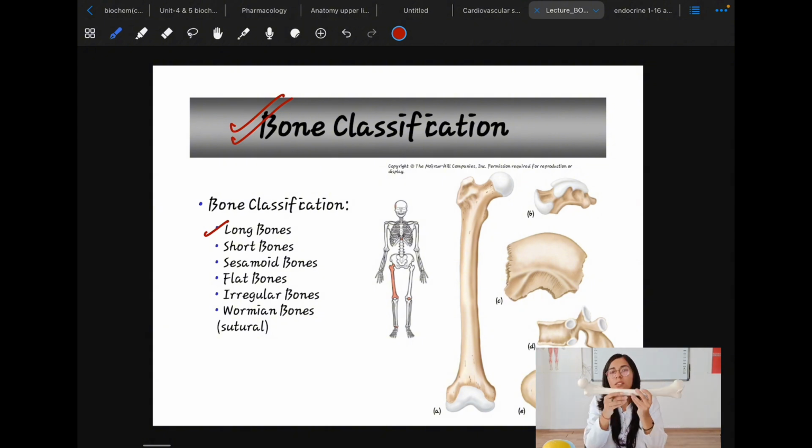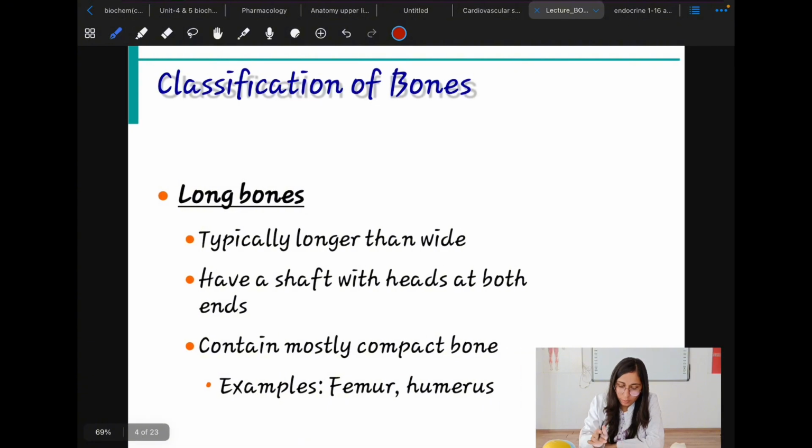This is the femur, part of our lower limb. Here also there are two ends, one end and the other end. This is the long shaft and this is the head of the femur. So in the next slide we will talk about the long bone. As I said, it is typically longer than wide, and it has a shaft with two heads at both ends, and it contains mostly compact bone, for example the femur and the humerus.